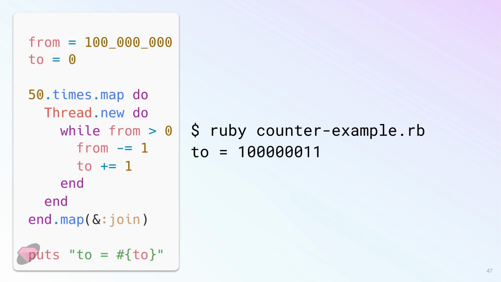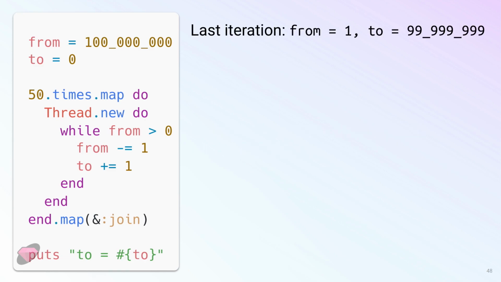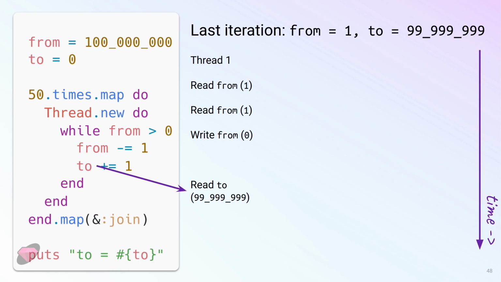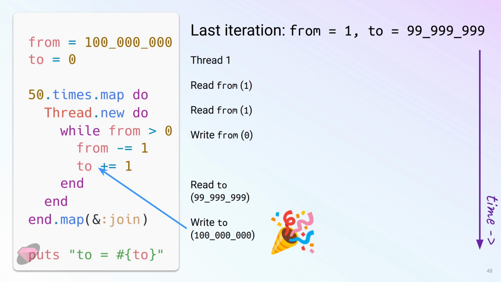This happens exactly because of this issue of Ruby switching threads. So let me give you an explicit example. Consider that we're on the last iteration. So from is now 1, and to is like 99,999, and we have one more to go. Time flows from top to bottom. If you have one thread, this thread reads from, and it's 1, and so it says, okay, it's bigger than 0, so I'm going to go inside the loop. Now we read it again, and we subtract from it, and we write back 0, that's fine. And then we read to, it's 9999, we add 1 to it, we write it back, and fine, worked, amazing.